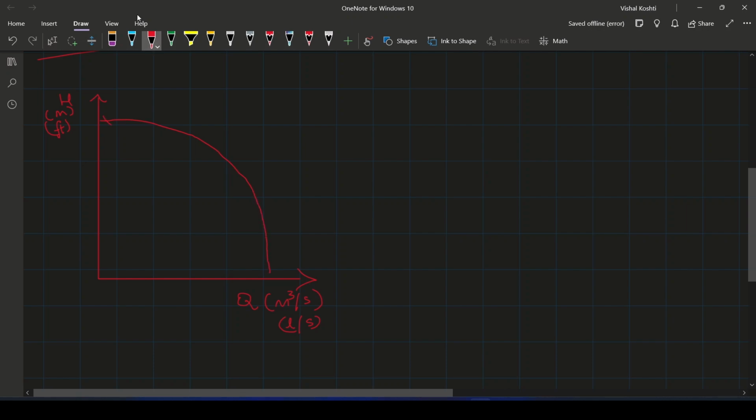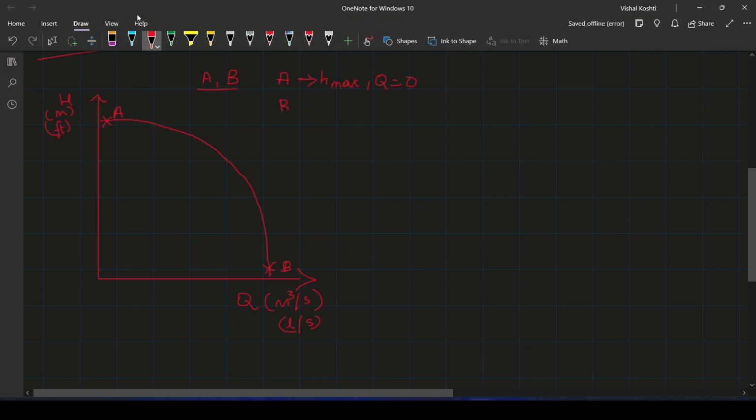Here we'll mark the two important points, A and this one as B. This is for a given pump, only a pump. Points A and B are two very important points. At point A, what happens is head will be maximum, but Q will be zero. There will be no discharge.